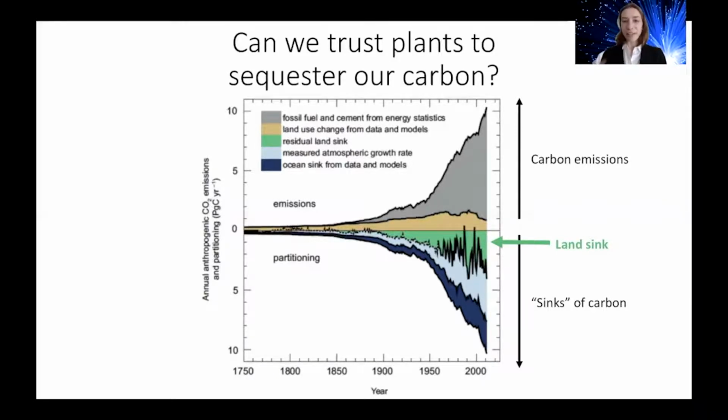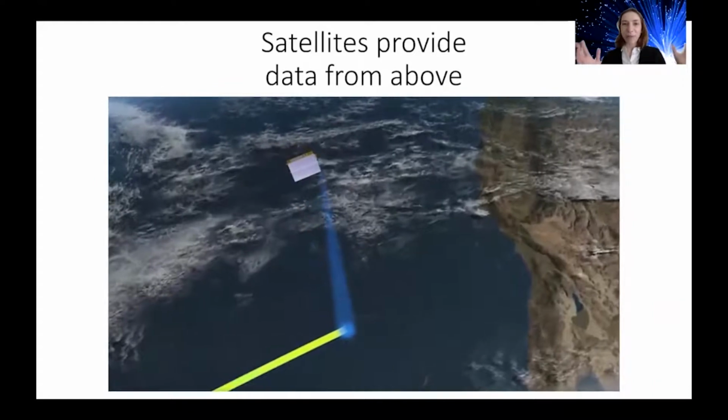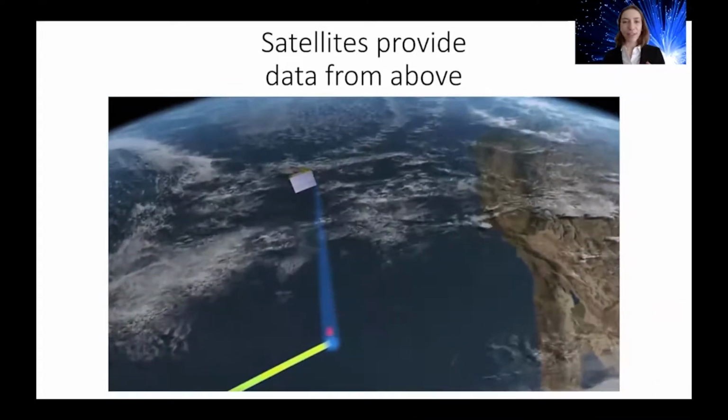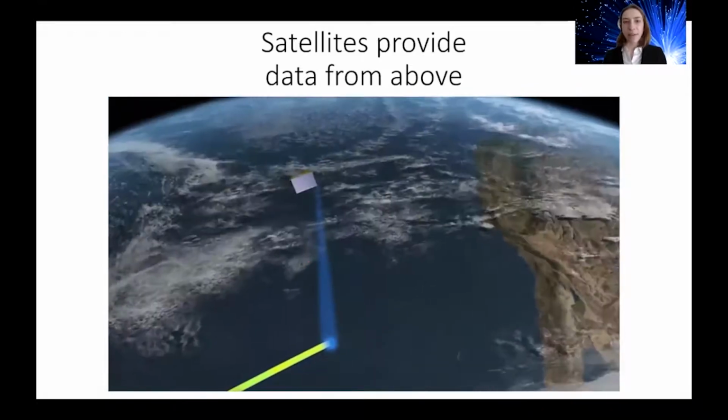So we can start answering some of these questions and uncertainties about the land sink by using satellites. Satellites are really cool. There are a bunch of them floating up in space, orbiting Earth, and taking pictures of the surface with fancy cameras. And we can use this historical data to see over time how the Earth is changing.